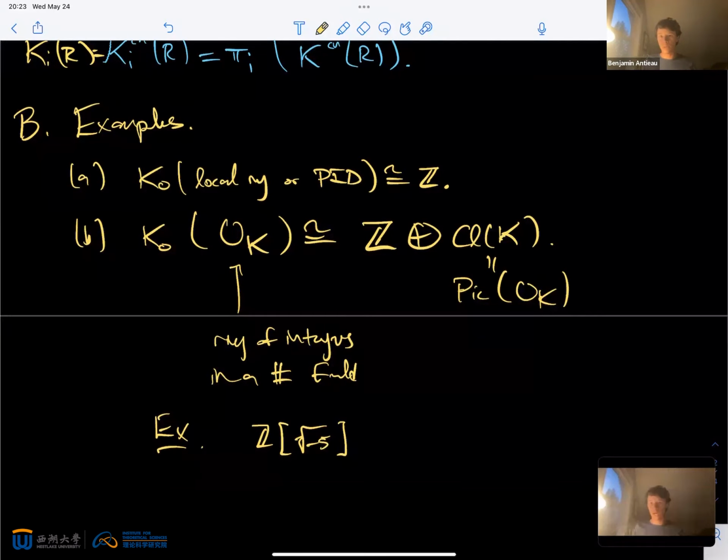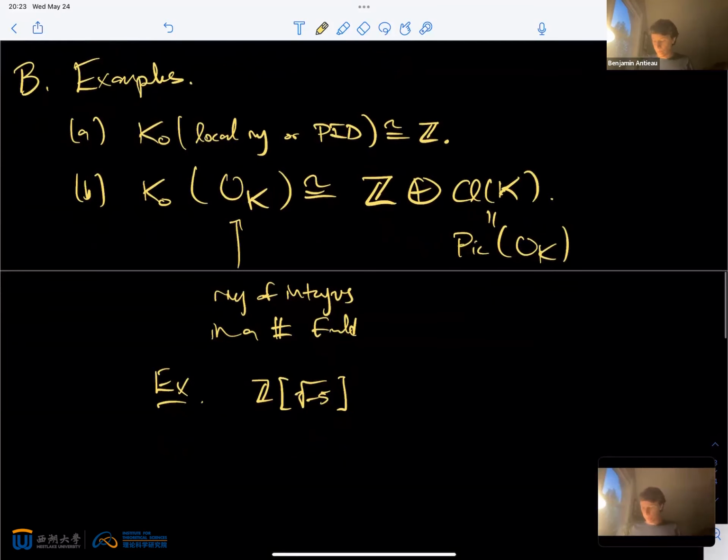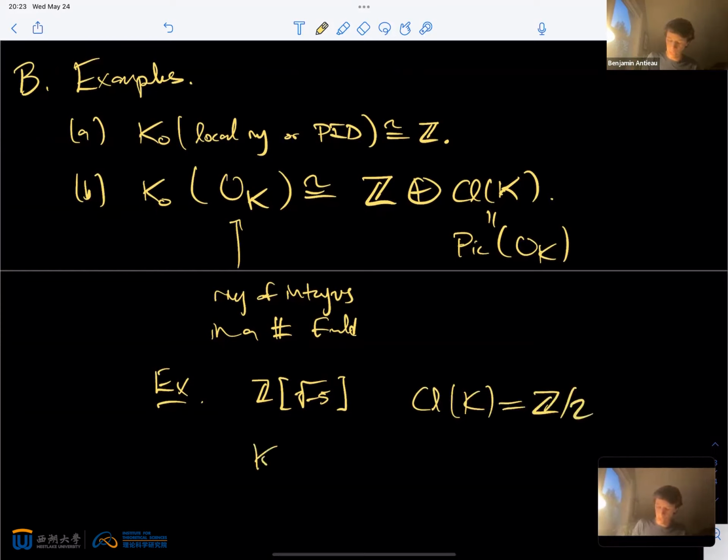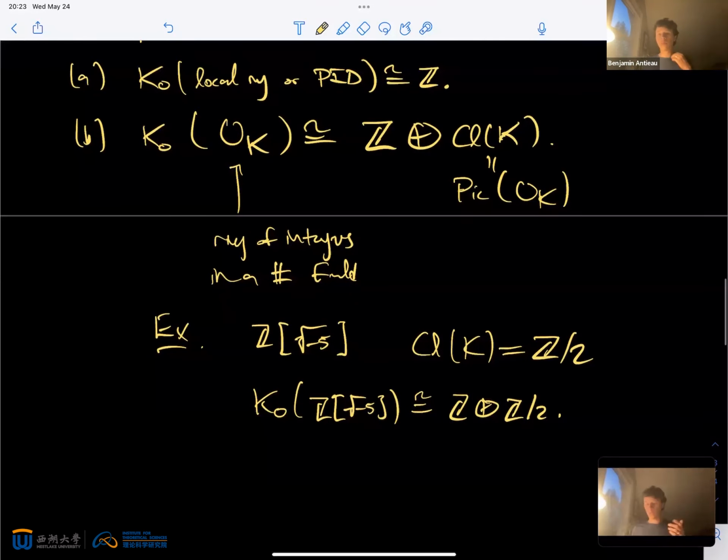There's a prime with two factorizations. I forget off the top of my head which prime it is, but we can figure that out, but it doesn't really matter. What turns out is that the class group of K is Z mod 2. And so that implies that K0 of this particular ring, Z[square root of minus 5], is isomorphic to Z plus Z mod 2.